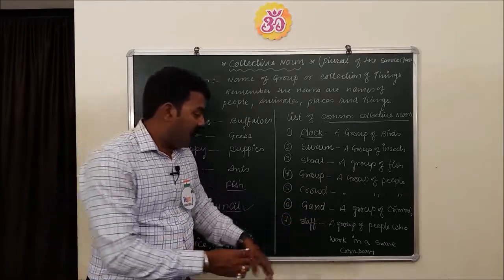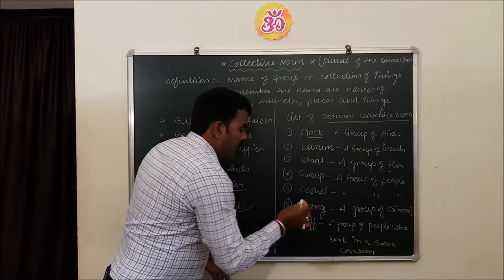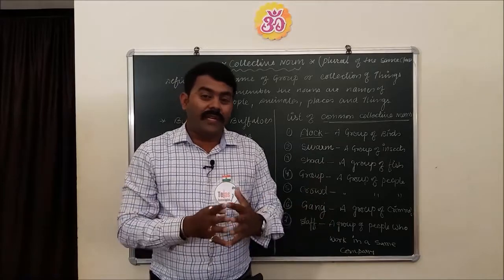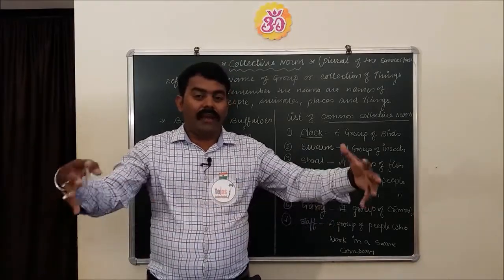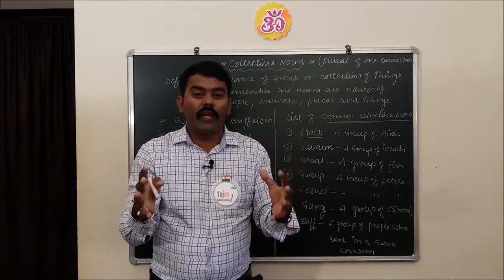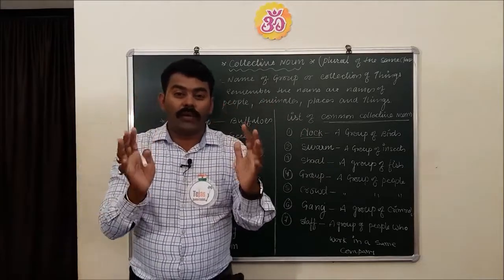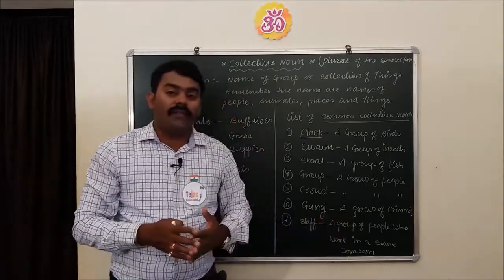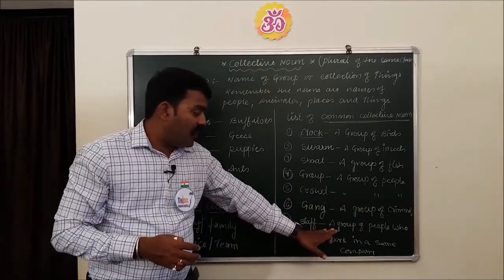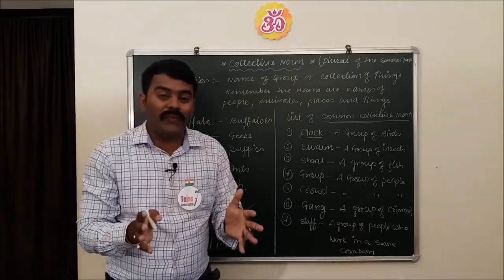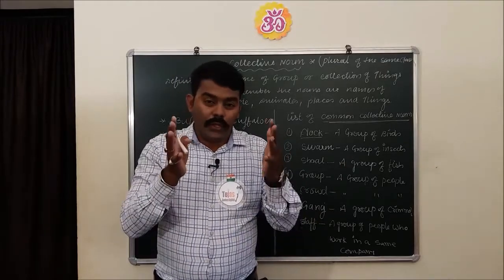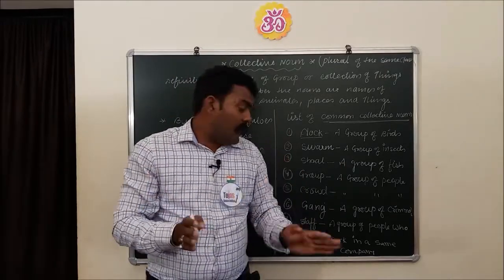And gang. Gang is a group of criminals. For example, there are different criminals, and we have a group of them, so we would say it's a gang. So gang is a collective noun particularly for criminals. And last is staff, a group of people who work in the same company or the same organization, so we use the word staff for them.